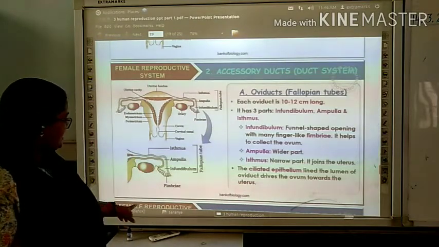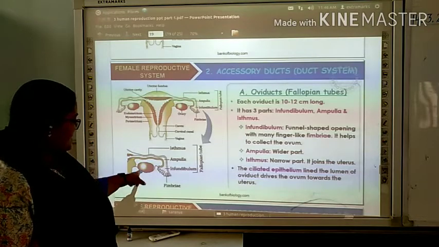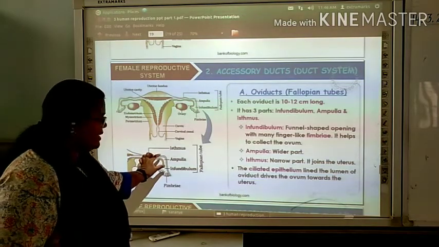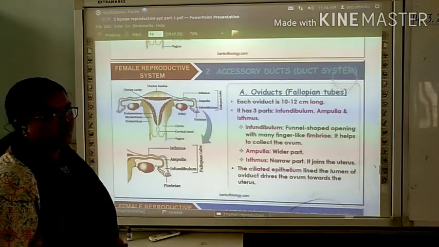Right? So all the parts are clear. Infundibulum, the funnel-shaped part, has finger-like projections, fimbriae, which help in the connection; then the wider part, the ampulla; and the last, narrower part, which joins the uterus, is called the isthmus.